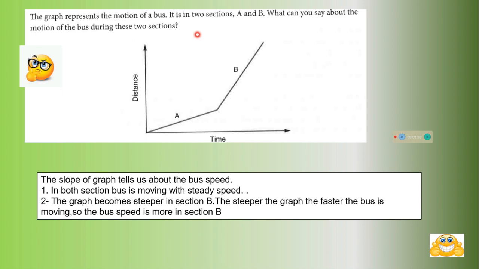The graph represents the motion of a bus. It is in two sections, A and B. What can you say about the motion of the bus during these two sections? So we know that this is a distance time graph, and the slope of a distance time graph tells us the object's speed. So in both sections, the bus is moving with steady speed, and the graph becomes steeper in section B. The steeper the graph, the faster the bus is moving. So the bus speed is more in section B.